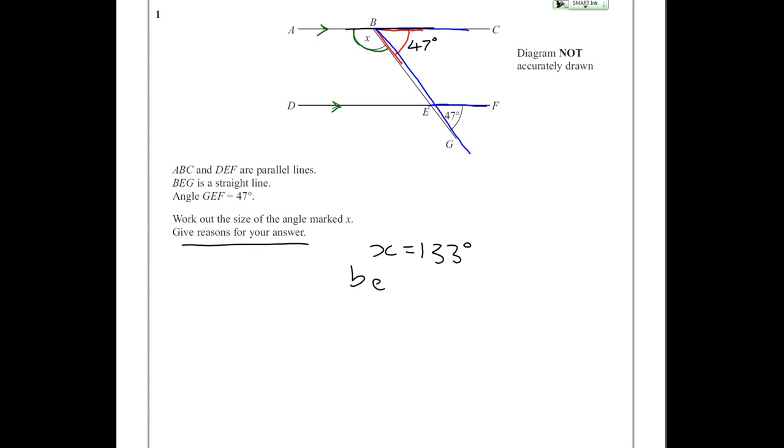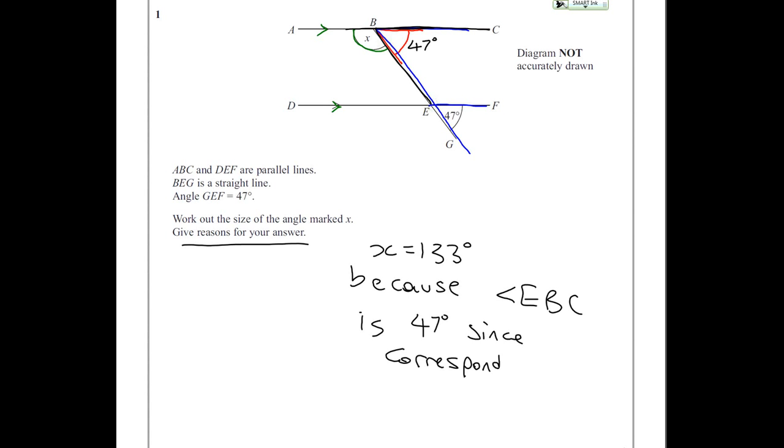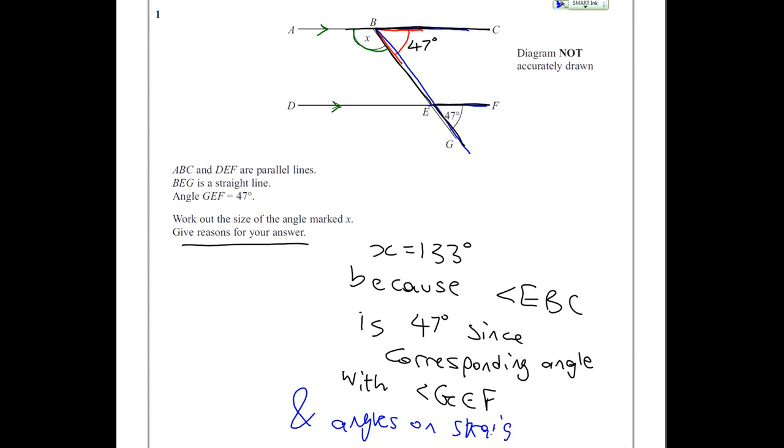Give your reasons. Because angle EBC, which is that one, is 47 degrees, since corresponding with angle GEF, which is this angle, and angles on a straight line add to 180 degrees. And that would get you all of the marks.